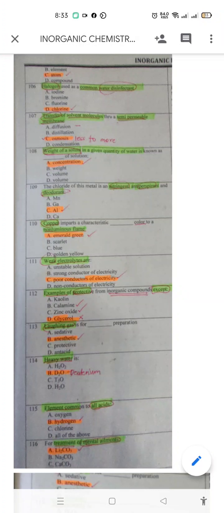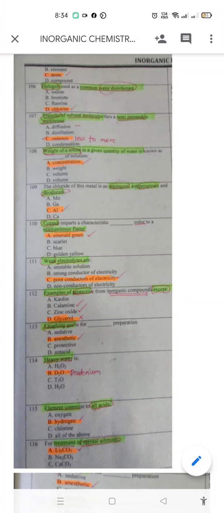Your laughing gas is also known as your nitrous oxide, which is used as an anesthetic. Number 114, heavy water is D2O.